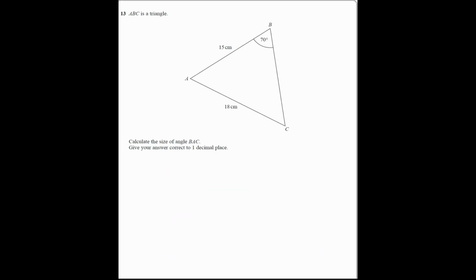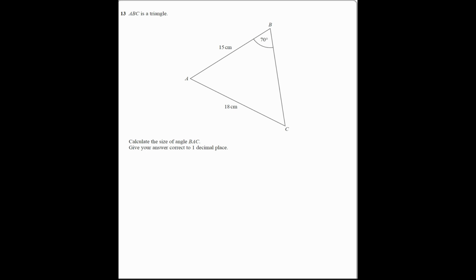Okay, question number 13. ABC is a triangle. Calculate the size of angle BAC. Give your answer correct to one decimal place. So two sides, one angle, and a triangle full of mystery. Let's unlock the missing angle in triangle ABC using nothing but the sine rule and a little triangle wisdom.